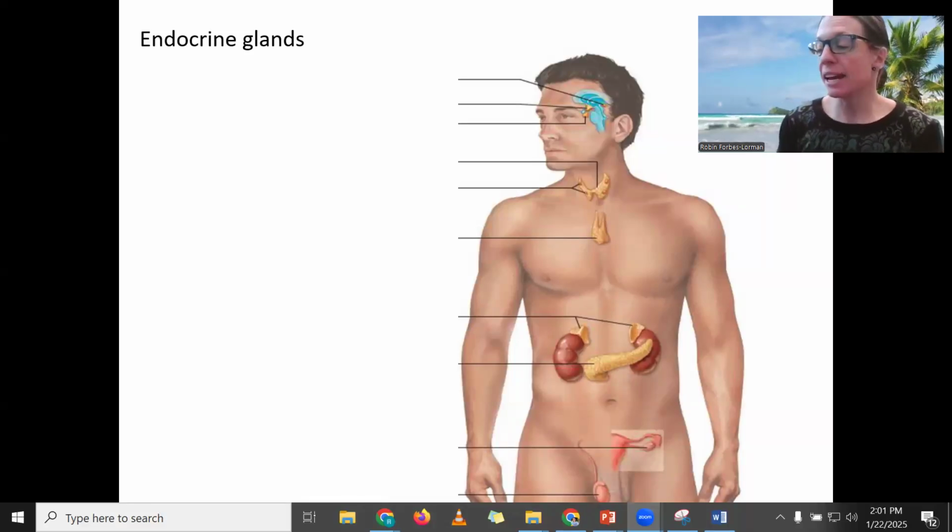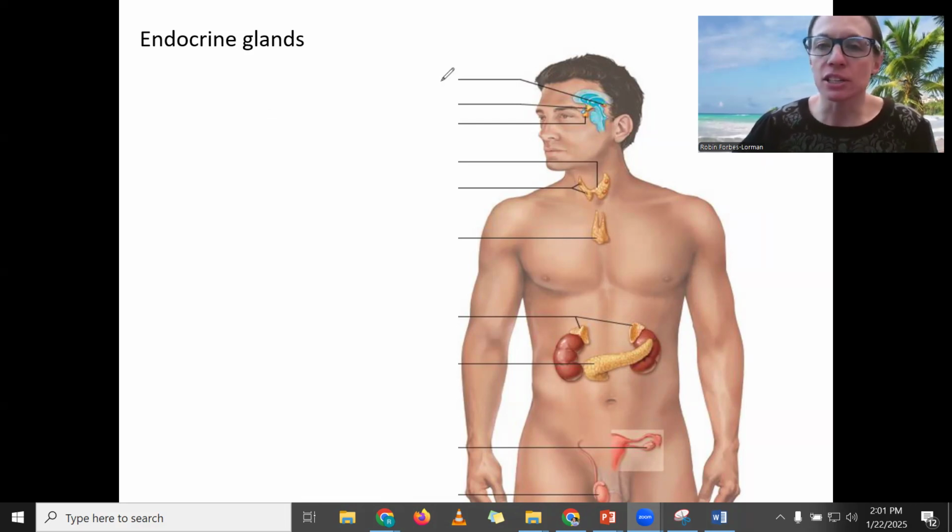Let's talk about endocrine glands, which means hormone-producing glands. There are several organs that produce hormones that are not endocrine glands. That's not their primary function. First, I'm going to go over the ones where hormone production is one of their main primary functions.